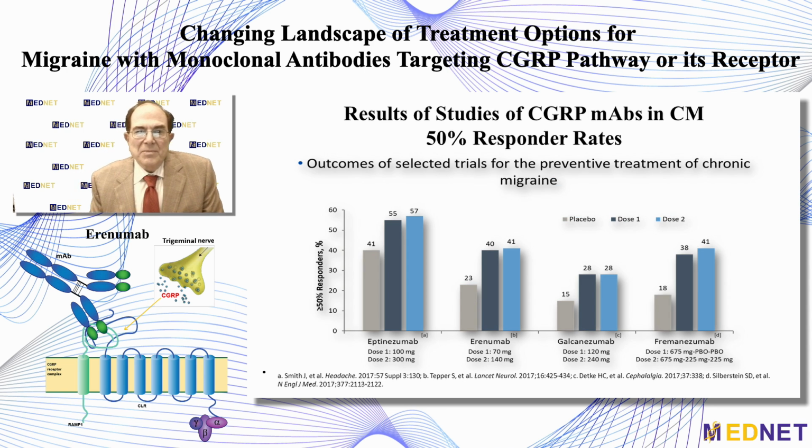If you look at the chronic migraine response rates for erenumab, galcanezumab, again, the major difference is a function of the placebo response rate. I want to remind you that eptinezumab is given intravenously and has the highest placebo response rates.